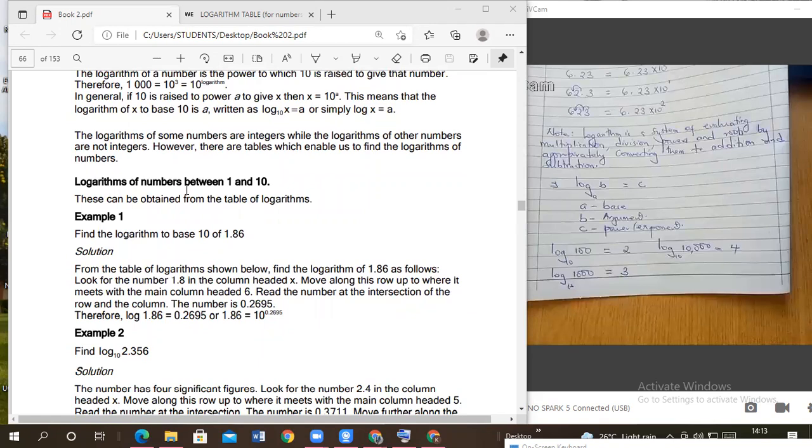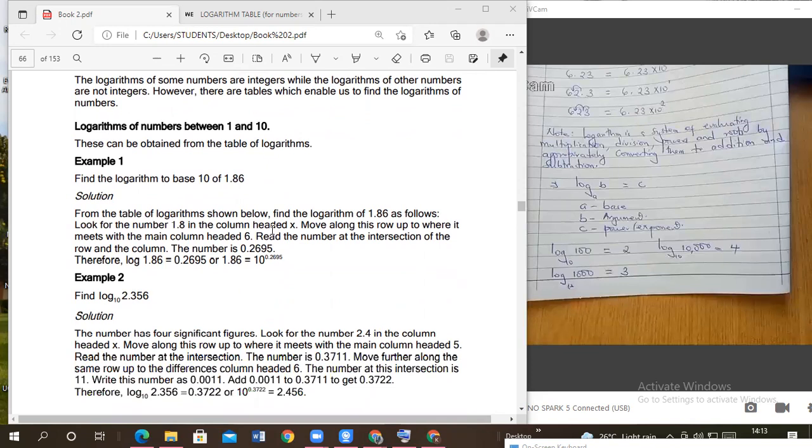Between 1 and 10. That one we said, where do you get it from? Either from your calculator or from the log table. Okay?